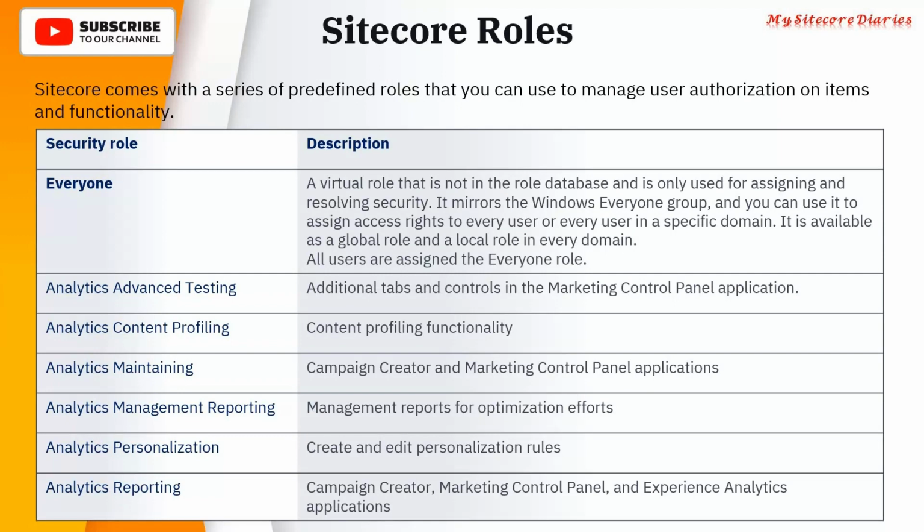Then you have analytics content profiling, which will give you access to the content profiling functionality. Analytics maintaining, which will give you access to the campaign creator marketing control panel application. Analytics management reporting gives the management reports for optimization efforts. Analytics personalization: create and edit the personalization rule. Analytics reporting: campaign creator, marketing control panel, and experience analytics application. So these are the few analytics roles which Sitecore provides. Let's go further.